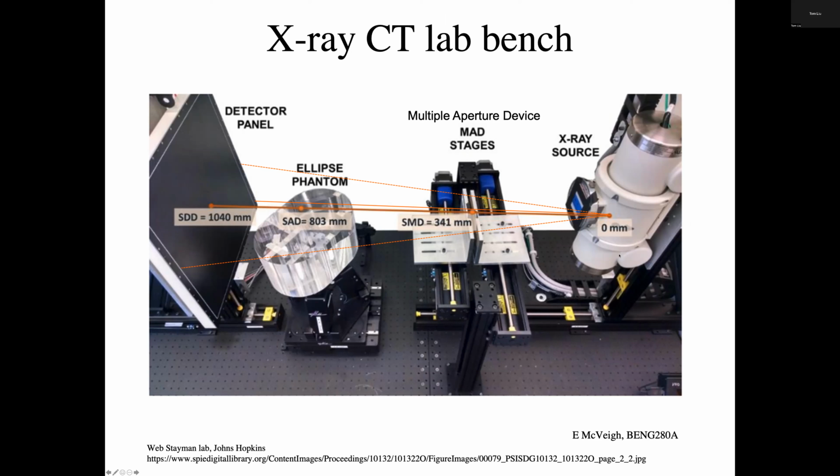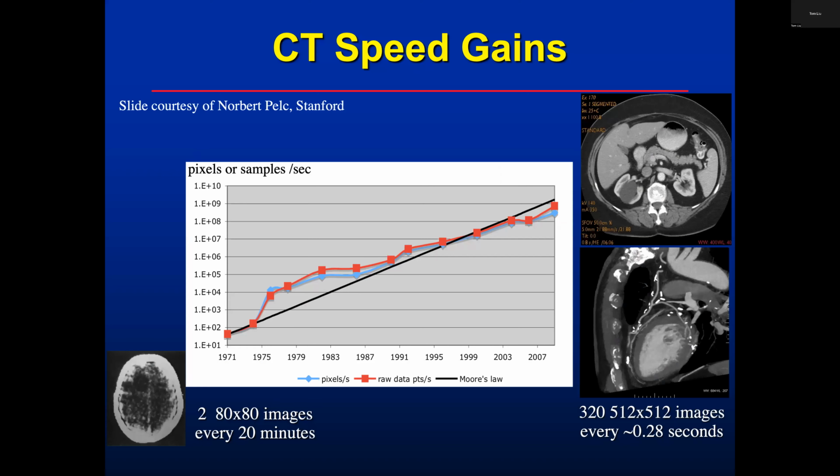So if you want to do X-ray imaging as your big deal, getting into a lab that has these bench setups is a good idea. They're really fun. CT speed. This is just essentially the samples per second, or the number of pixels in an image.